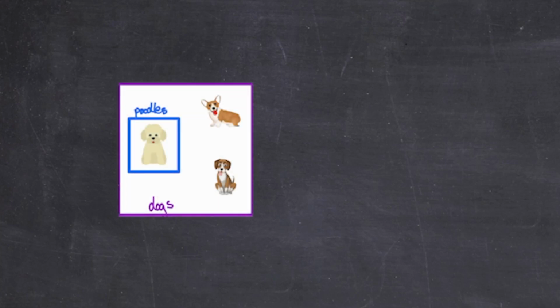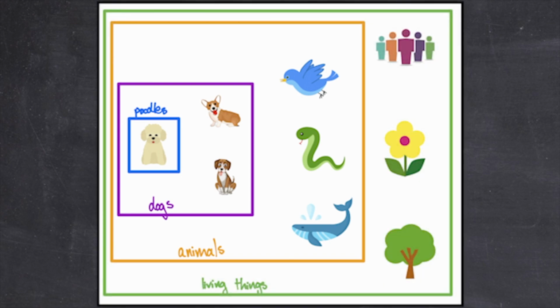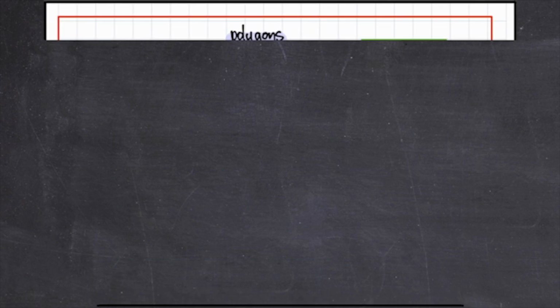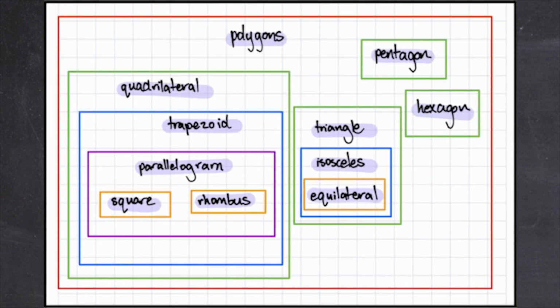Calling a shape by many different names can be difficult, but it could be helpful to think of an analogy. How can we categorize poodles? A poodle is a breed of dog, but since a dog is a type of animal, it follows that a poodle is an animal. All animals are living things, so poodles are living things. We're doing the same kind of categorization with polygons.